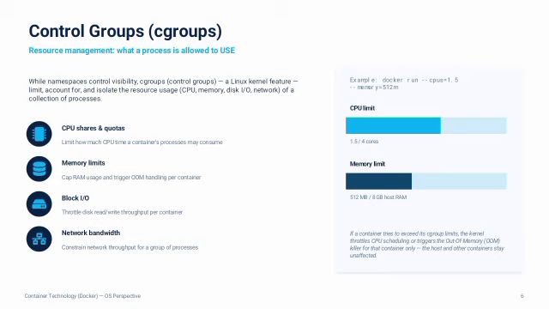And importantly, if a container tries to exceed its limit, the kernel only throttles or kills that specific container through the out-of-memory killer, without affecting the host or any other container.